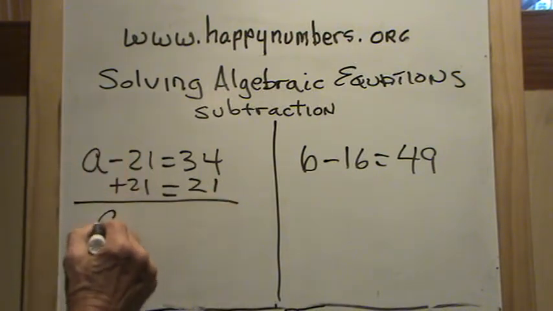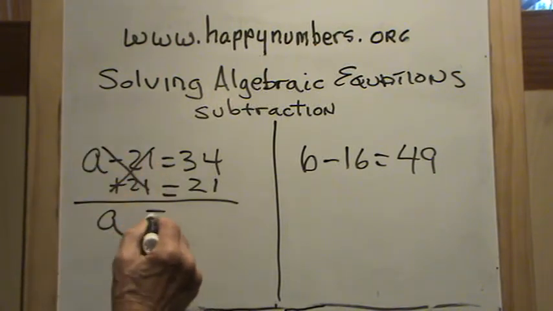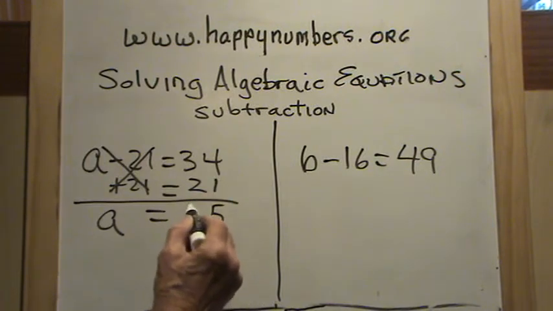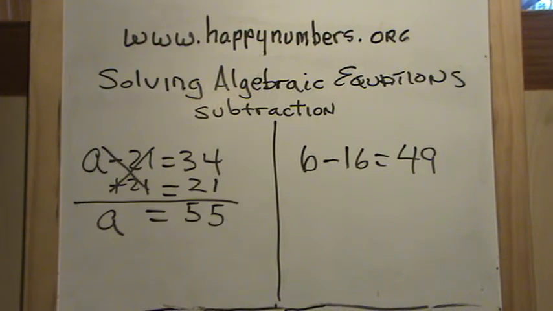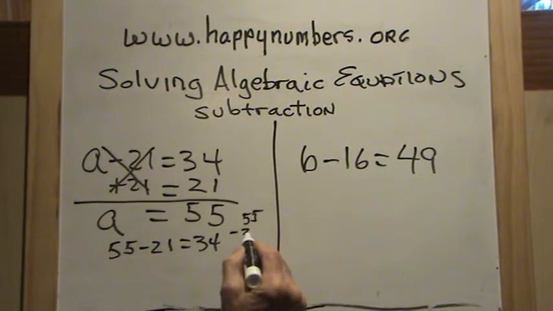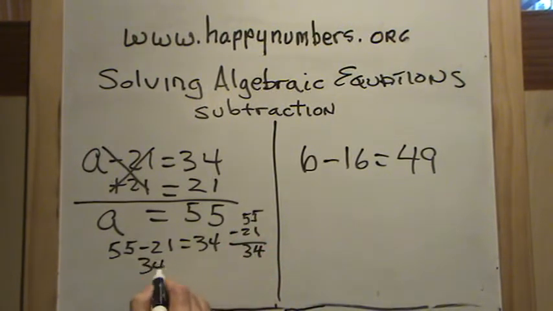And now I combine. So I have a, if I combine negative 21 and positive 21, that goes away, equals 34 and 21, which would be 55. And if I go back to the original equation and say a, which is 55, minus 21 equals 34. And if I had 55 and I took 21 away, 5 take away 1 is 4, 5 take away 2 is 3. So 34 equals 34, so I'm absolutely correct.